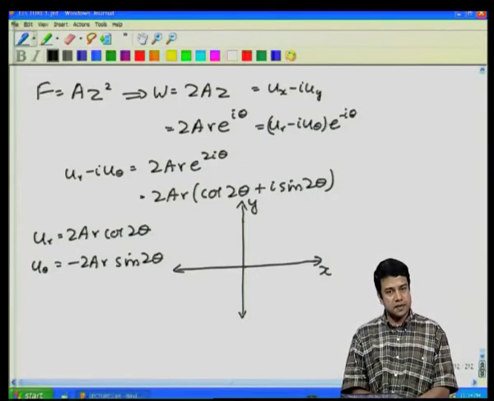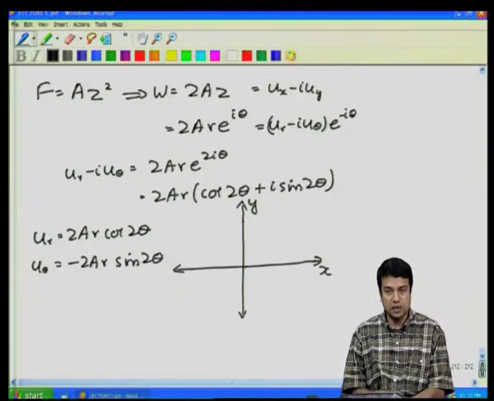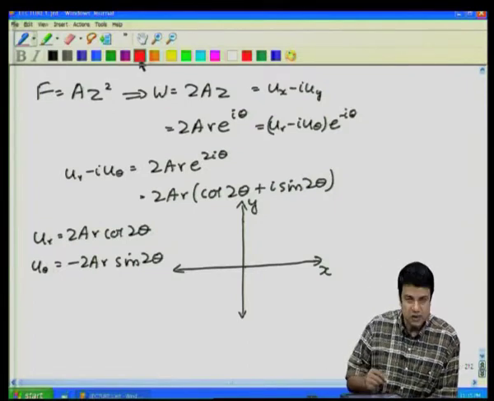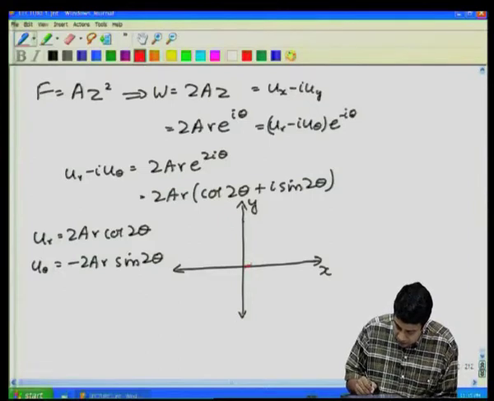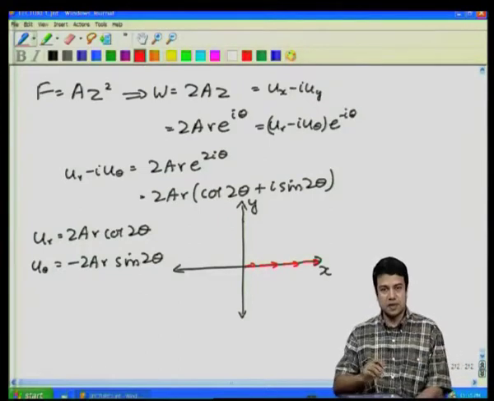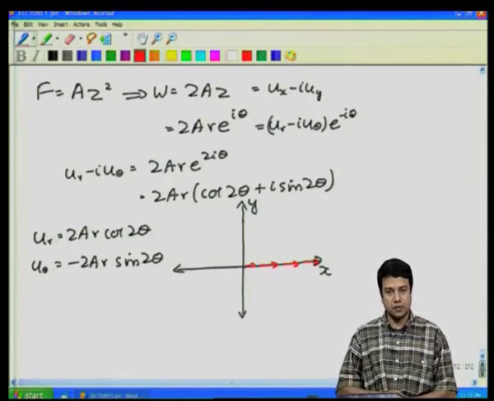Along the x axis, theta is equal to 0. That means that u_r is equal to 2a r, because theta is equal to 0 along the x axis. Therefore, u_r is equal to 2a times r. So, it is a velocity that is increasing as you go outward. The velocity is proportional to 2a r. So, it increases with radius as you go outward.